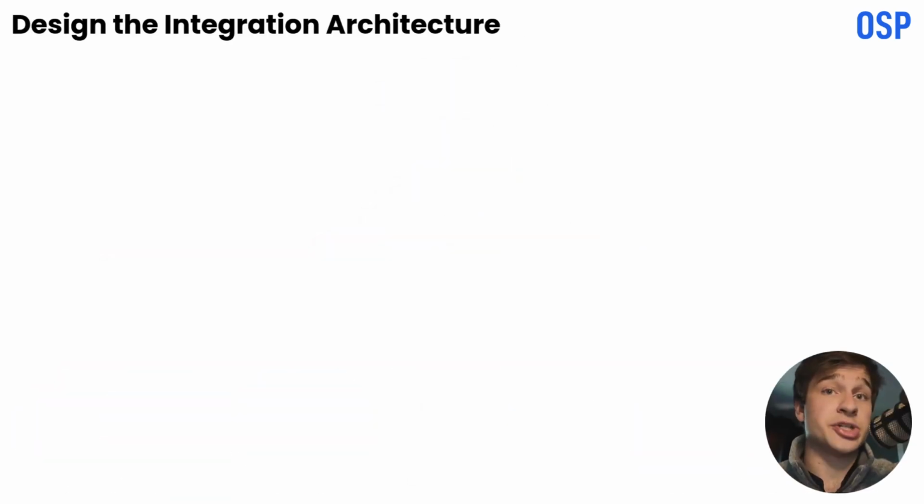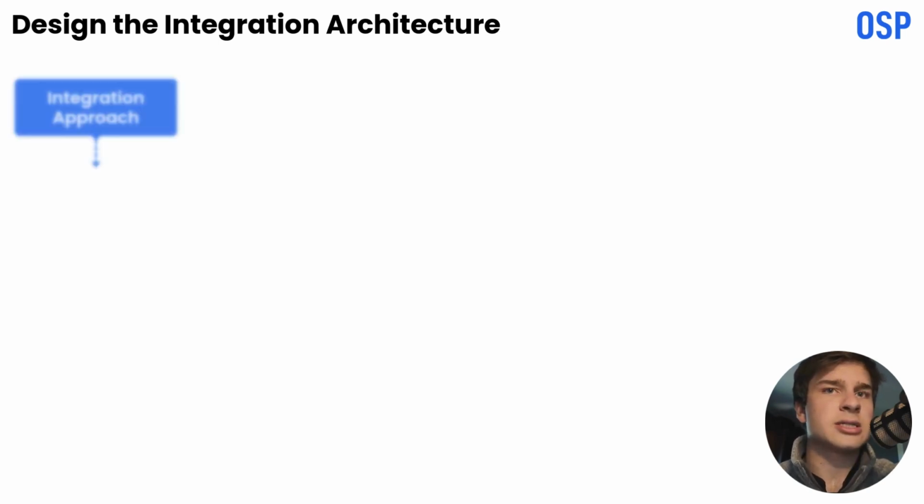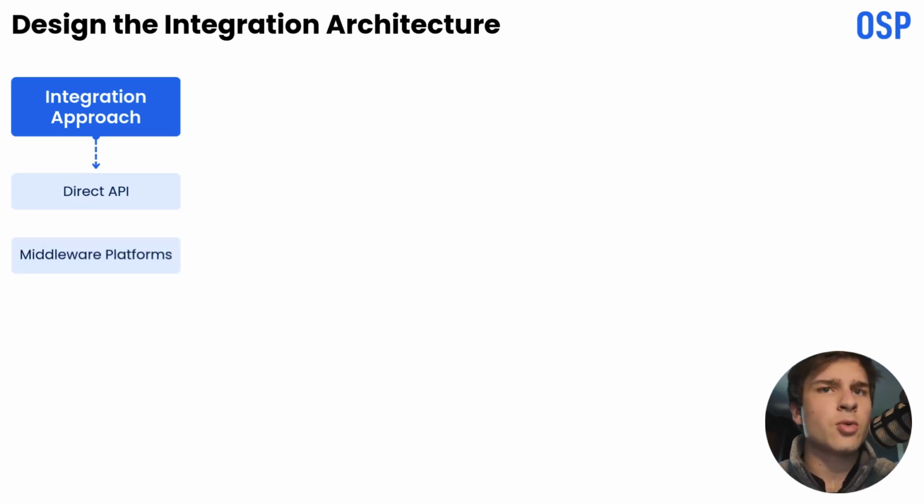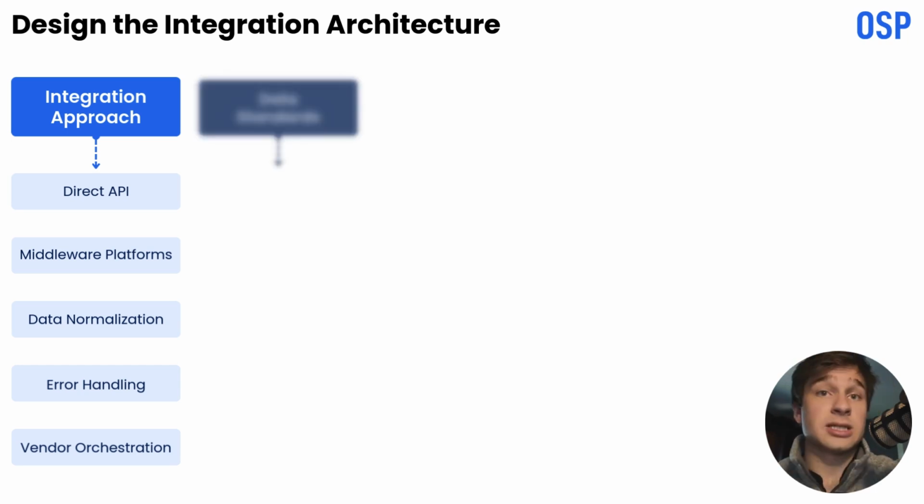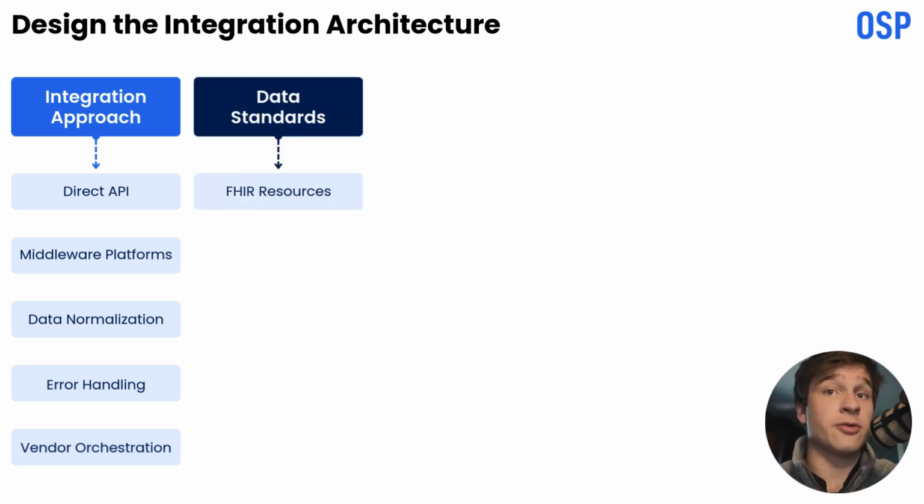Next, design the integration blueprint. This defines how your app talks to the EHRs. Decide whether to use direct API calls or a middleware platform. Middleware like MuleSoft, Redux, or Rhapsody helps with data normalization, error handling, and multi-vendor orchestration. Select integration standards: FHIR for modern modular resources, HL7 for traditional messaging, SMART on FHIR for patient-facing apps.